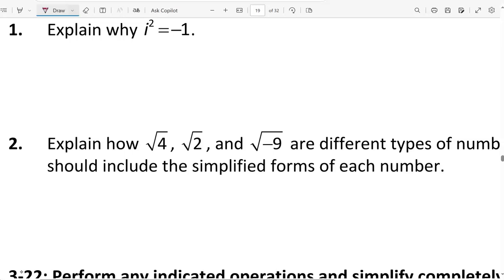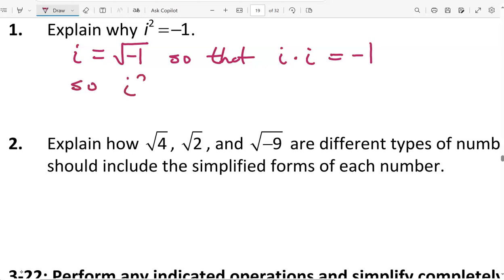In number 1, we're asked to explain why i squared is equal to -1. i is defined as the square root of -1, so that i times itself gives -1. That's the definition, basically, of what a square root is. We're finding the number that multiplied by itself gives us the number under the radical. So, using that same logic, i times i is the same as i squared, so i squared is equal to -1.